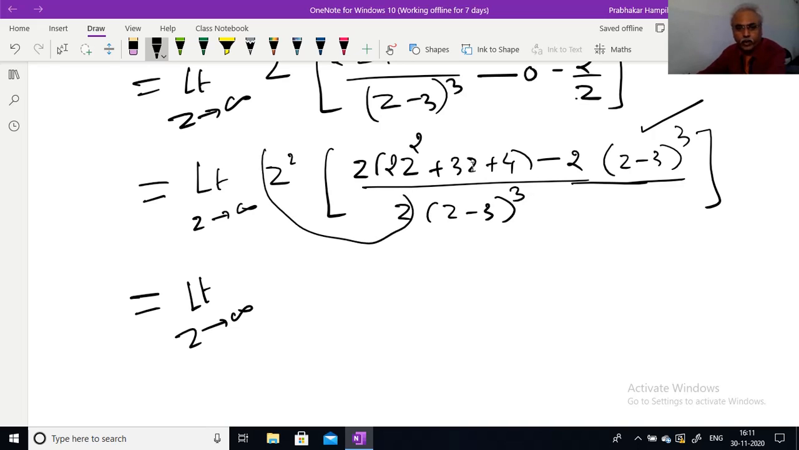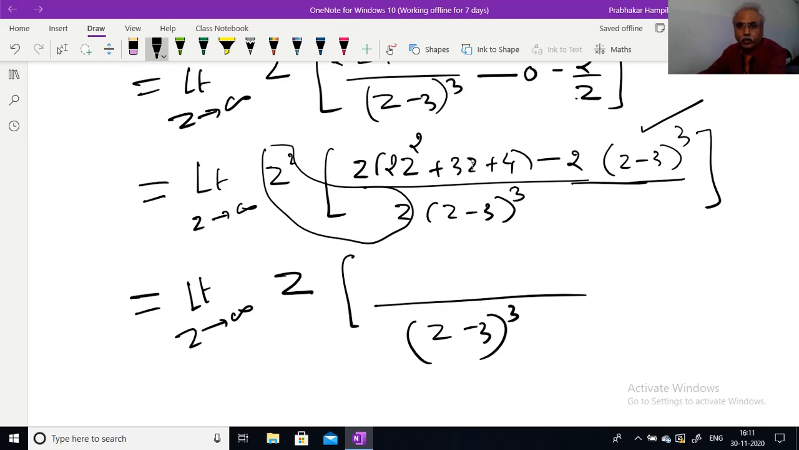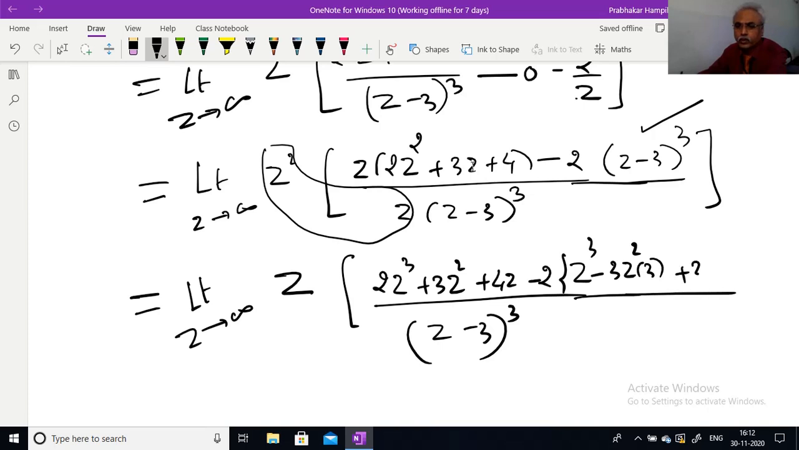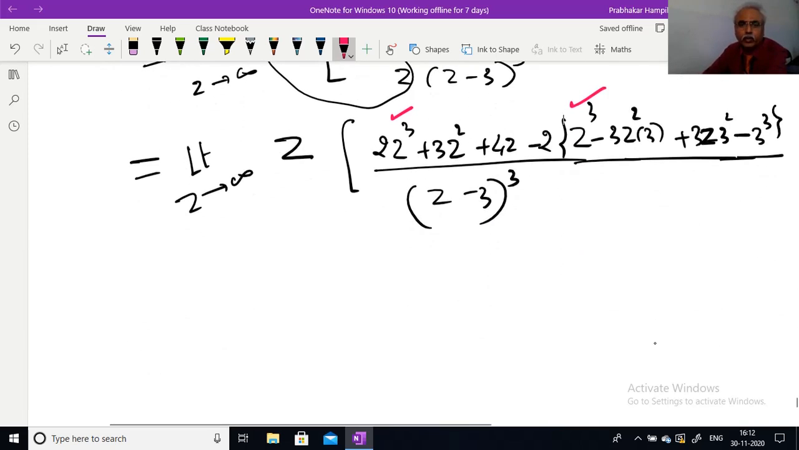Now z square by z, z into the remaining z minus 3 whole cube as it is. Remaining, I will multiply inside: 2z cube plus 3z square plus 4z minus 2 into the bracket a minus b whole cube, a cube minus 3a square b plus 3ab square minus b cube, with a as z and b as 3. Here what happens is, usually in such cases the first terms get cancelled, 2z cube and 2z cube get cancelled, and the remaining terms remain as they are.